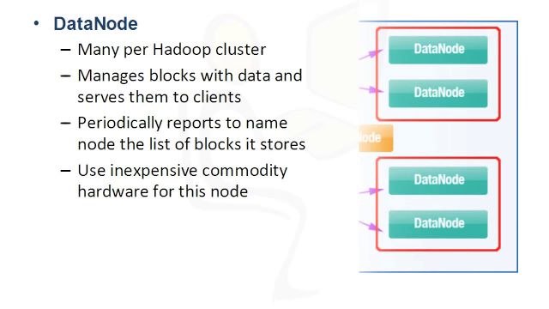A typical HDFS cluster has many data nodes. They store the blocks of data, and when a client requests a file, it finds out from the name node which data nodes store the blocks that make up that file, and the client directly reads the blocks from the individual data nodes. Each data node also reports to the name node periodically with the list of blocks it stores.